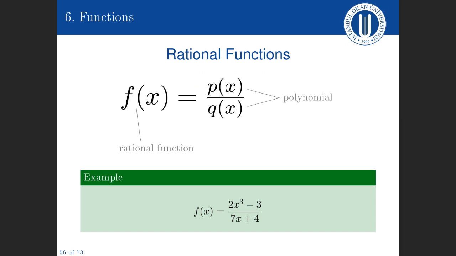If we do polynomial divided by polynomial, then we get a type of function called a rational function. For example, 2x cubed minus 3 divided by 7x plus 4. That's polynomial divided by polynomial. So that's a rational function.